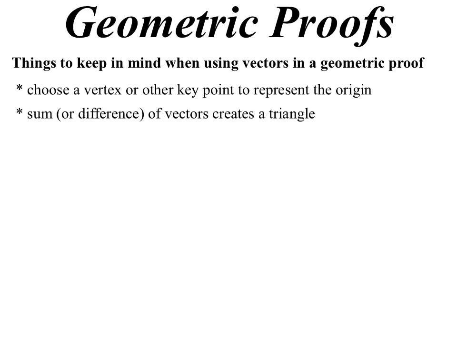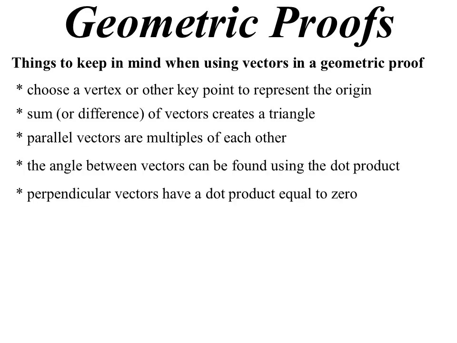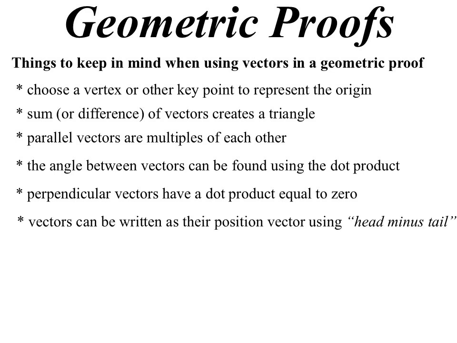Remember that the sum, or difference, depending on what you're looking at, of vectors will create a triangle. Parallel vectors, we know they're multiples of each other. The angle between vectors, we can use the dot product to find that. Perpendicular vectors, indeed, have a dot product that's equal to 0. That could be useful. And if I want to know what the vector is, I know it's always going to be, well, head minus tail. That's how I know what the vector is representing.